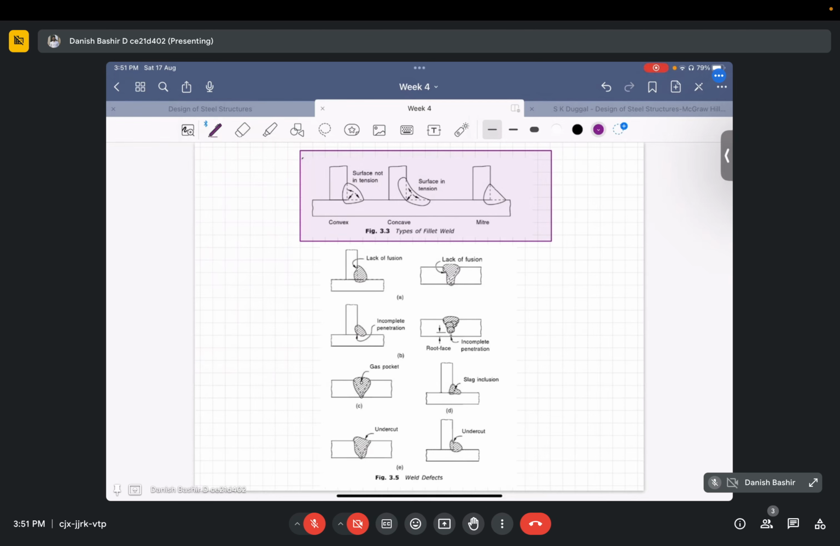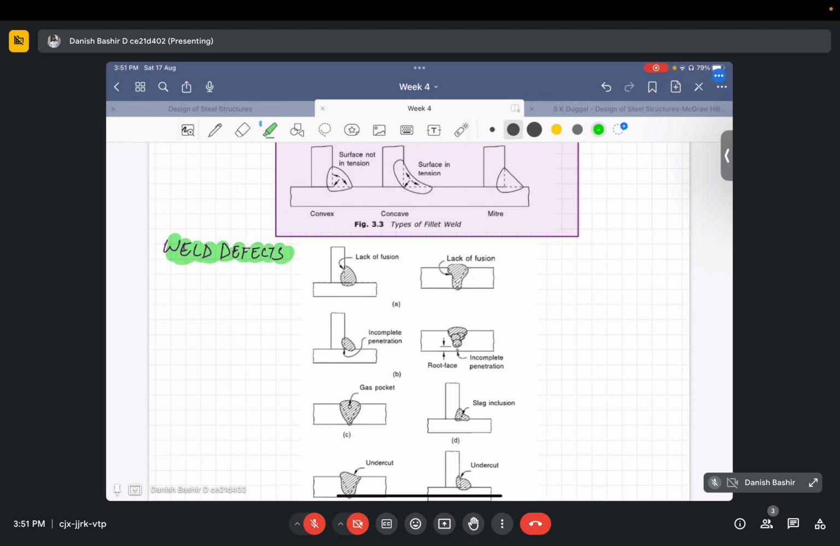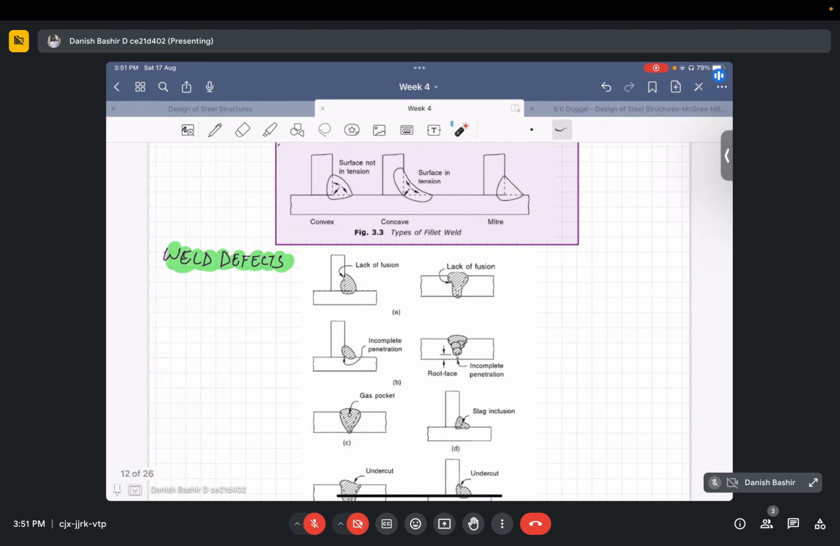One of the important things is the welding defects. Okay, what are the weld defects? There are numerous welding defects, as I have shown here in the figure. For example, if we do a fillet weld and there is a lack of connection between the member and the weld, that is the lack of fusion between the connecting member and the weld that is made there. This is known as lack of fusion. It can be in the fillet weld, it can be in the butt weld as well.